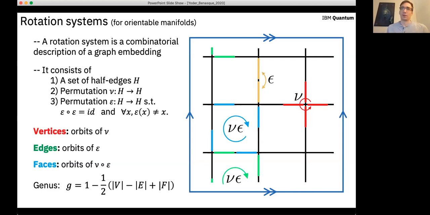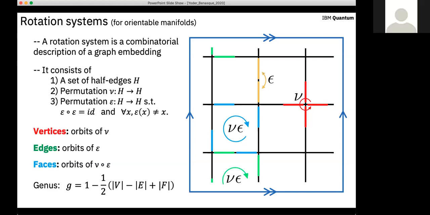And then you can just count the number of these orbits, and you can figure out the genus of the surface in which your graph ends up embedding. So this is the description for orientable manifolds. I decided just to show this to you. For non-orientable manifolds, long story short, you introduce another permutation. Yeah, I'm not going to get into it.